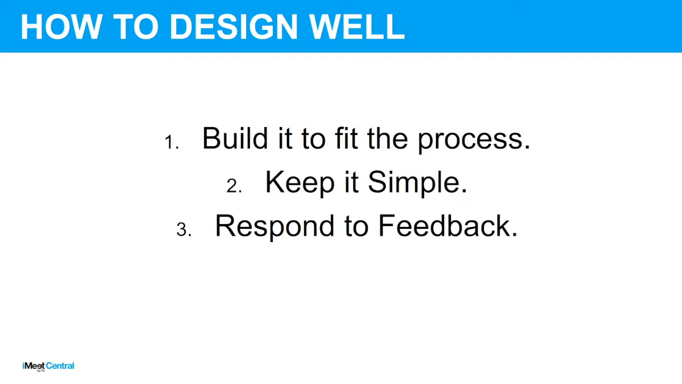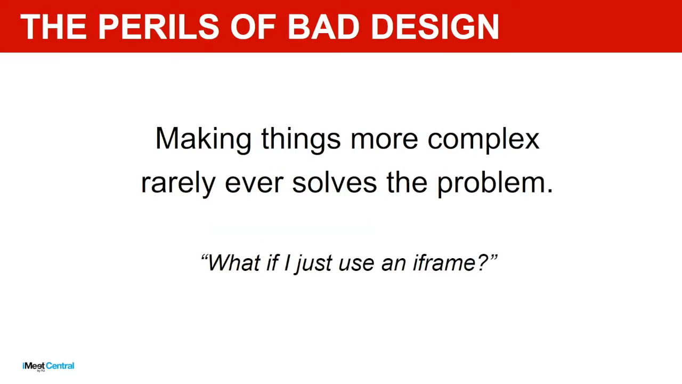Now, there are two perils of bad design that I want to highlight. The first peril of bad design is this: making things more complex rarely ever solves the problem. If you have a design in place and your team is having a hard time finding things, sometimes adding more to the system makes it more difficult. Sometimes the trick is to actually cut the stuff that they don't need to see.